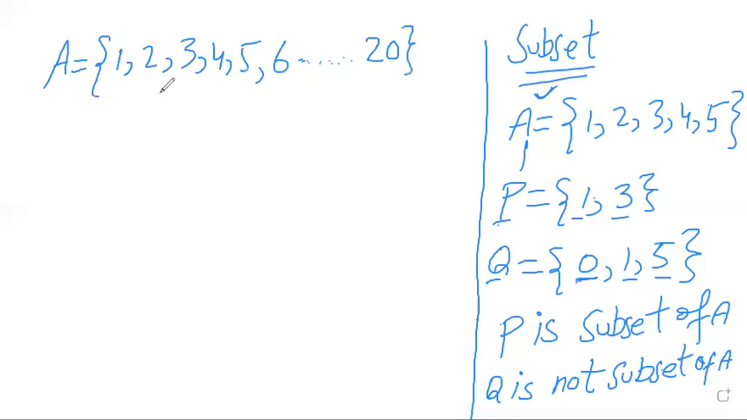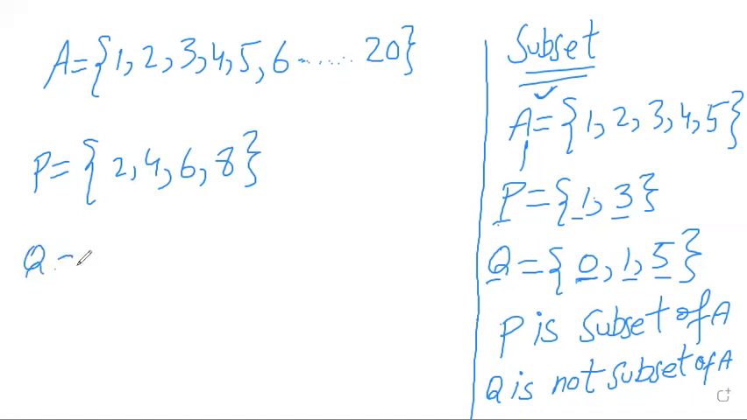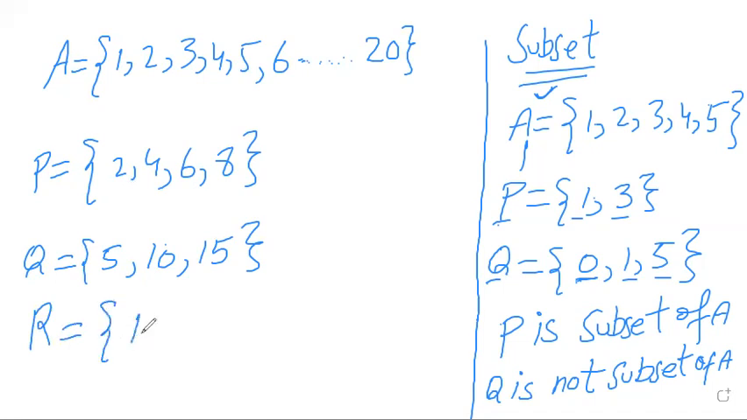Okay, now I'm writing a set P. Let's say the set P is 2, 4, 6, 8. Set Q is 5, 10, 15. Set R is 10, 20, 30.